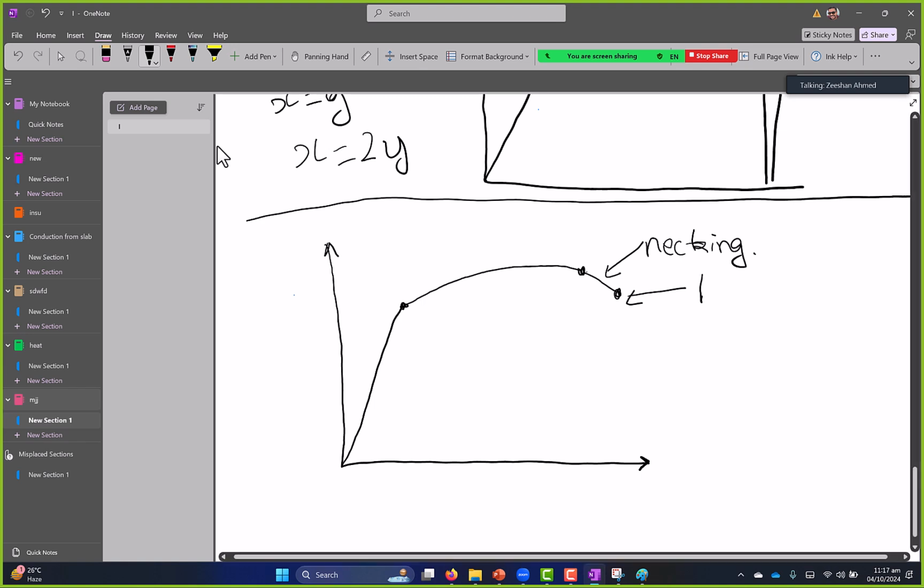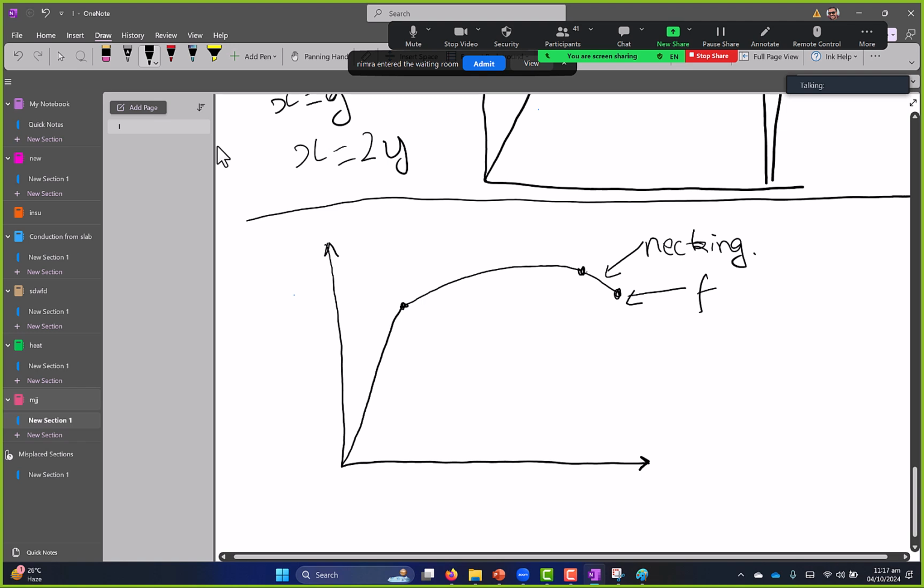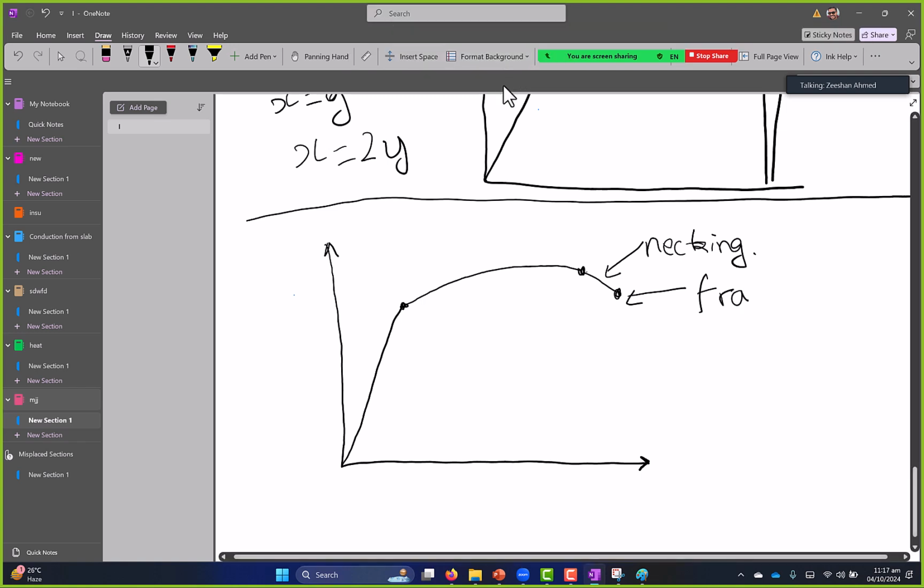And then this is the breaking point, or fracture point actually. Sorry. Not the time to enter the class now. Fracture point.